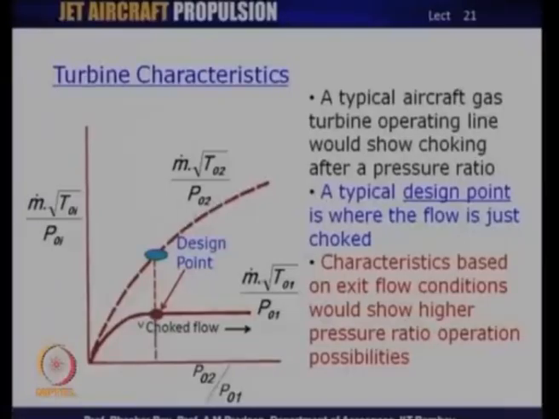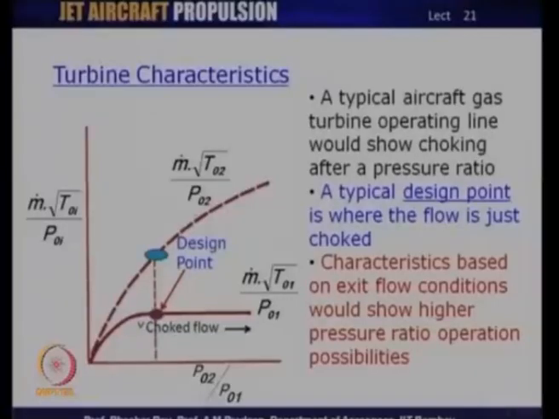Also notice that we are using the total parameters, the total temperature and total pressure, to normalize this mass flow parameter, and as you see it is done with reference to two different stations. One is the entry station of the turbine, another is the exit station of the turbine. And P 02 by P 01 is the pressure ratio across the turbine. As you know, there is going to be a pressure drop across the turbine. So, essentially this is the pressure drop ratio across the turbine.